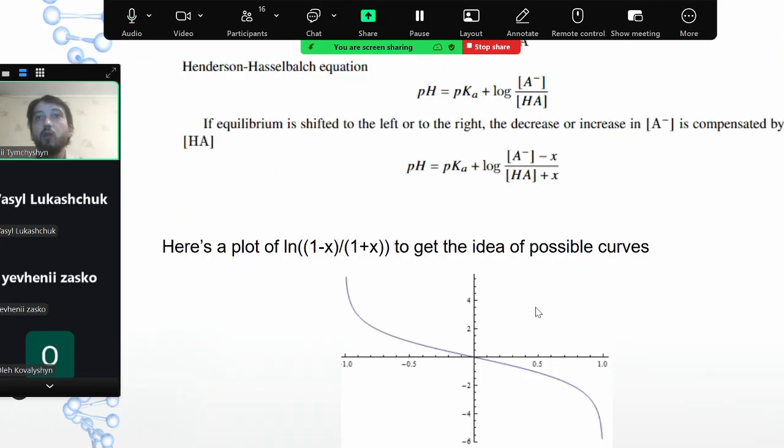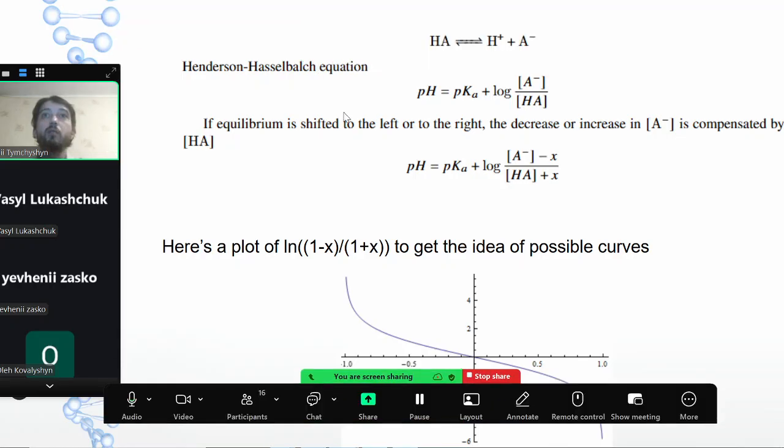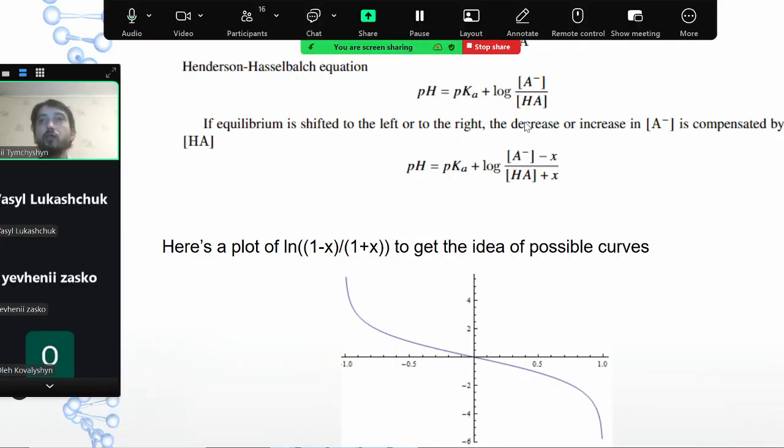You might be wondering why this works and why this is a buffer. So once again I remind you of the Henderson-Hasselbalch equation. So here it is, and what happens if equilibrium is shifted to the left or to the right? The decrease in dissociated form, or increase basically, is compensated by the opposite amount of the undissociated form. So here is how that will look.